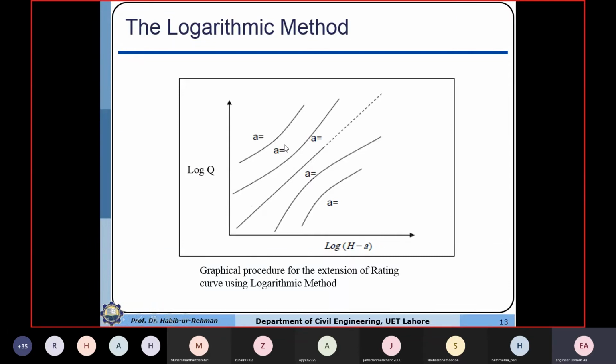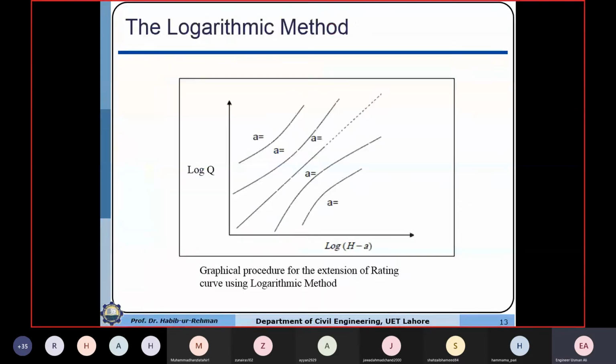So when you will plot this graph, I will come to this a value. When you plot this graph, it will touch at some point on y-axis, there will be a y-intercept, that is log of K, and in this way, after plotting this, we can extend the graph first, and then we can find out the required stage at the given discharge, or required discharge at the given stage.